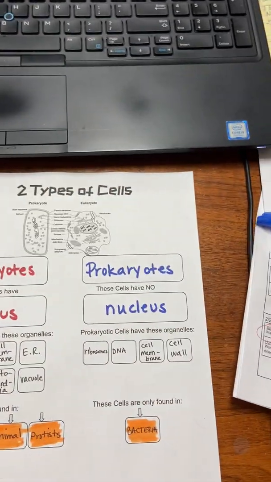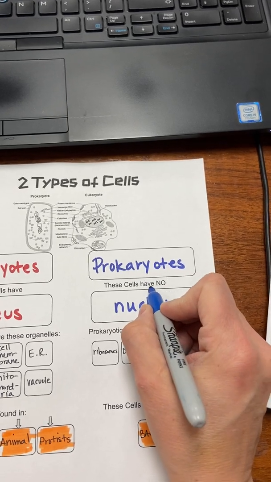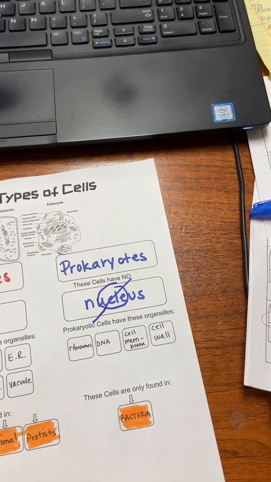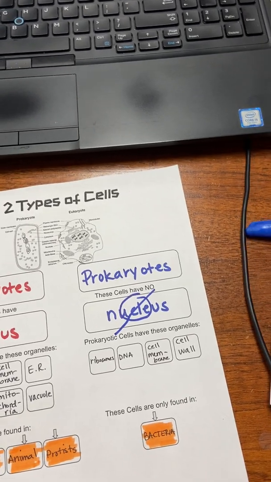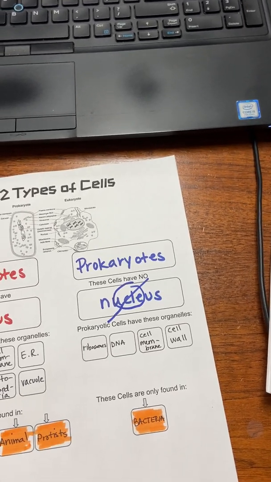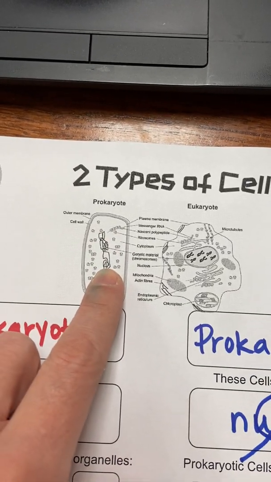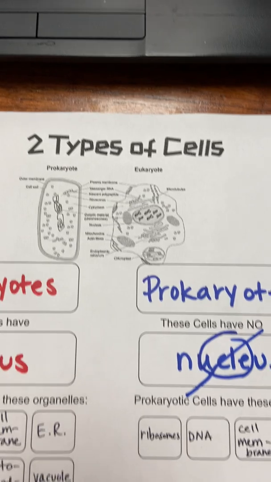So when you write that down, you may want to make kind of a circle with a line through it to remind yourself. Prokaryotes actually have no nucleus. Their DNA just free floats inside their cell. I don't know if you can see your picture right here, but your DNA just kind of free floats inside the cytoplasm.